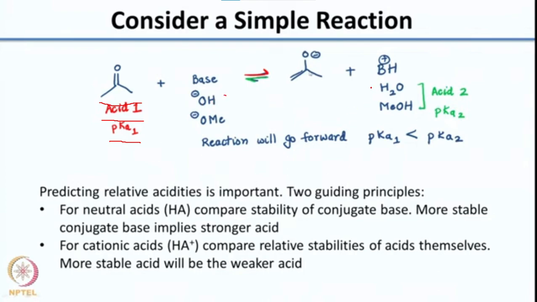So after getting this conjugate acid, suppose we have OH as a base and it accepts the proton to give water. Now all of you know that the acidity of water, or suppose methanol, is more than the acidity of acetone, right? So the pKa value for this conjugate acid is lower compared to the pKa value of acetone, right?